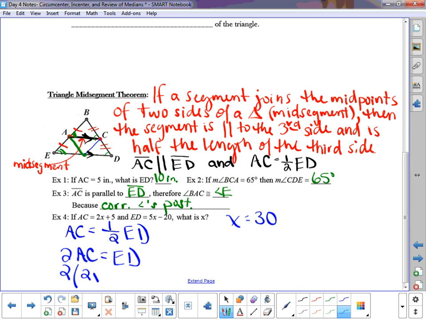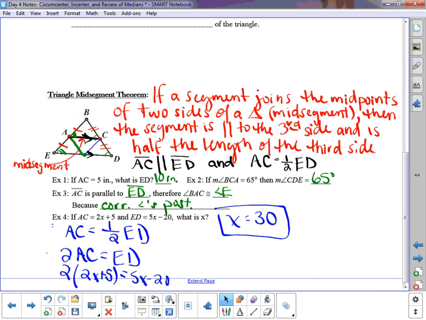And then I would have just put in my expressions. AC is 2x plus 5. ED is 5x minus 20. Don't forget to distribute, and then you just go from there. Good. So it's totally up to you, whichever one of these you use. I like to not deal with the fraction if I don't have to. All right, questions on this? Again, pretty easy. All right, let's flip it back to the front side.